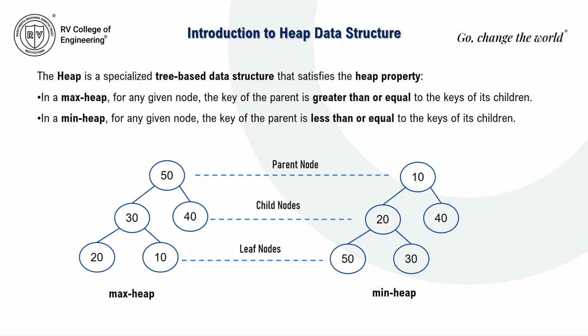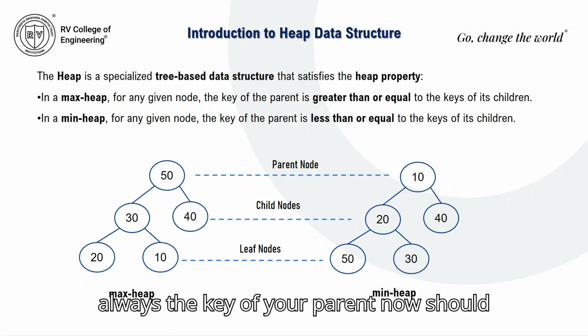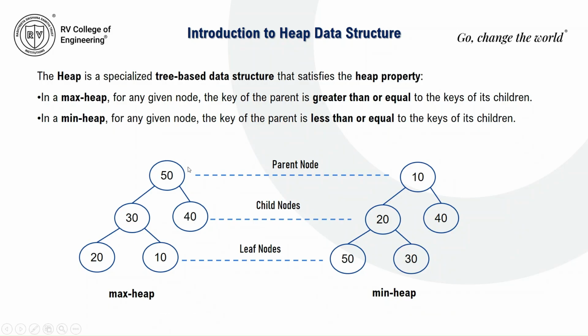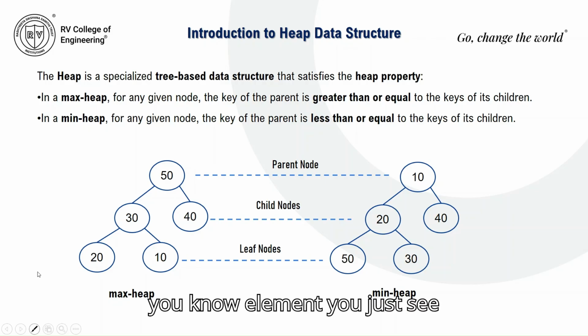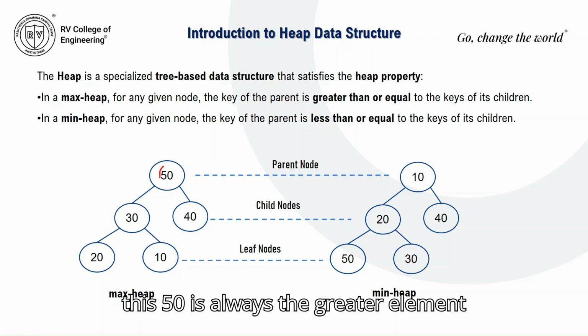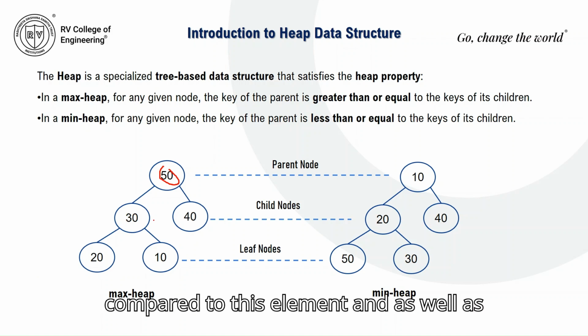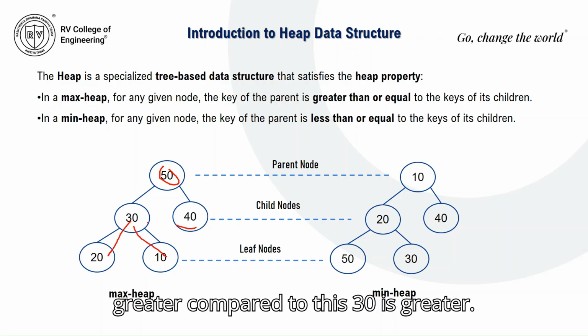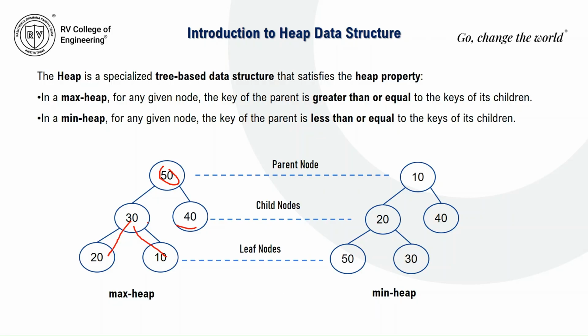Max heap is nothing but always the key of your parent node should be greater than or equal to its children's keys. Take the example on the left side, whatever is available here. See this part, 50 is always the greater element. You just see this 50 is always greater compared to this element, as well as compared to these two elements, 30 is greater. So this is satisfying the max heap property.